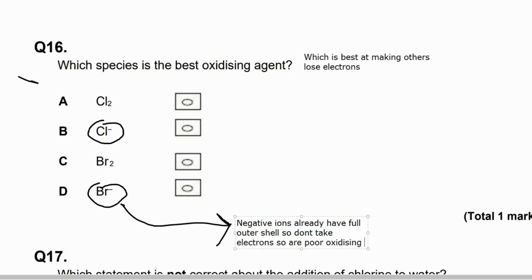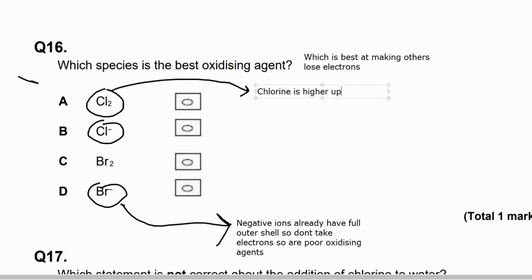So then it comes down to, is chlorine or bromine better at stealing electrons? And of course, chlorine is the better oxidizing agent. Why? It's more reactive. It has less shielding, and the electron is closer to the nucleus, so feels the attraction more. So it's easier for chlorine to take an electron and oxidize something. And here we go.